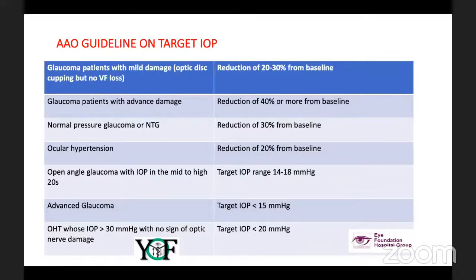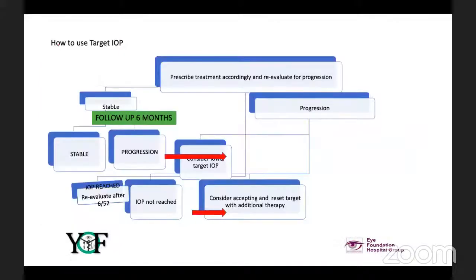Open angle glaucoma with intraocular pressure in the mid to high 20s, the target intraocular pressure range is between 14 to 18 millimeters mercury. Advanced glaucoma, target intraocular pressure should be lower than 15 millimeters mercury. And ocular hypertension whose pressure is over 30 millimeters mercury with no sign of optic nerve damage, we have the target intraocular pressure lower than 20 millimeters mercury.